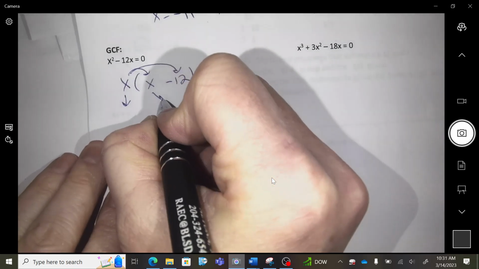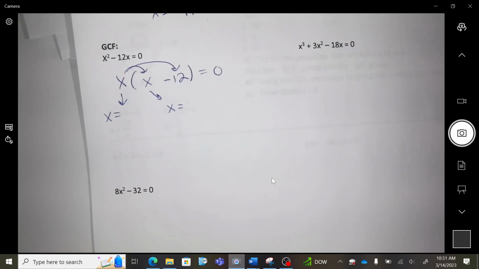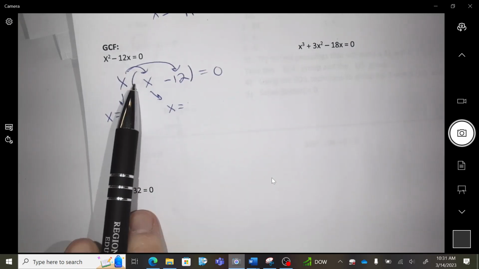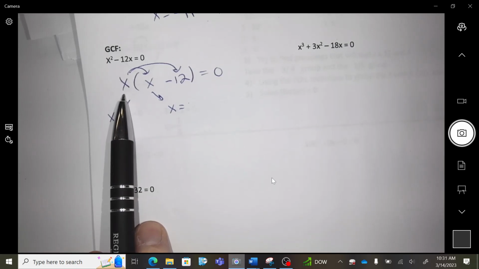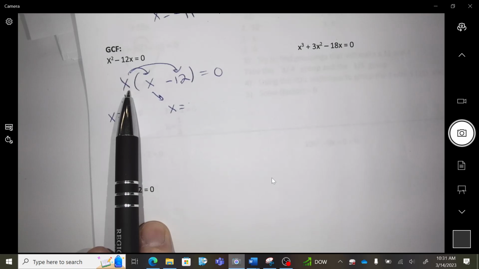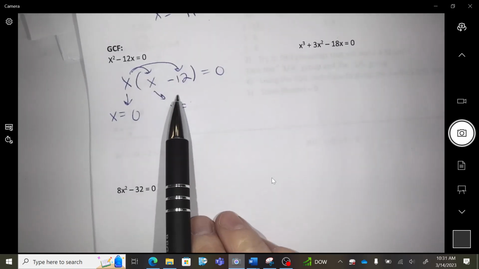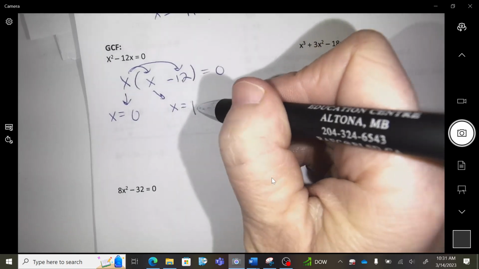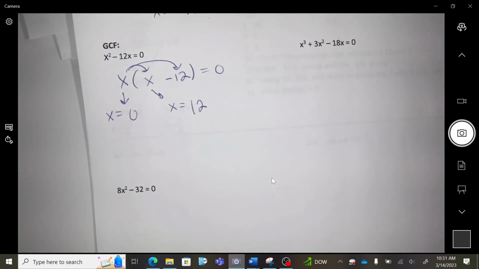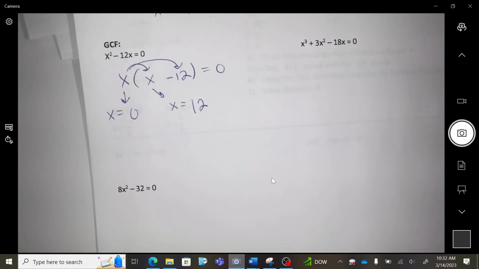So I would like x to equal what, or x to equal what? There's going to be two numbers there. So if I want this multiplier to be 0, x would have to be 0. And if I want this multiplier to be 0, x would have to be 12. Does that make sense? If x was 0, it would be 0 times another bracket, right?